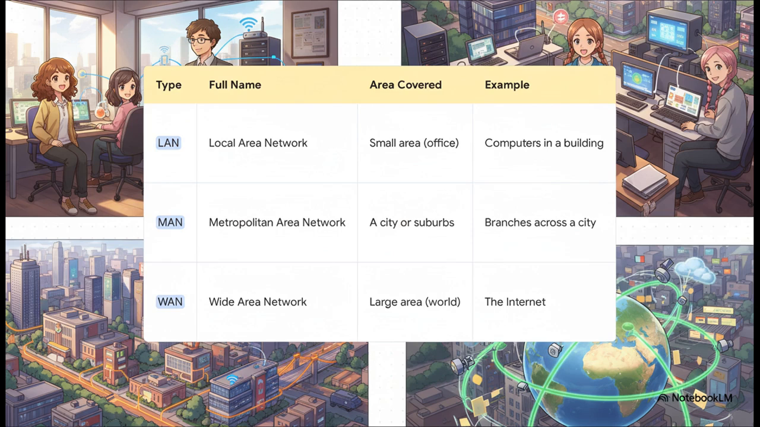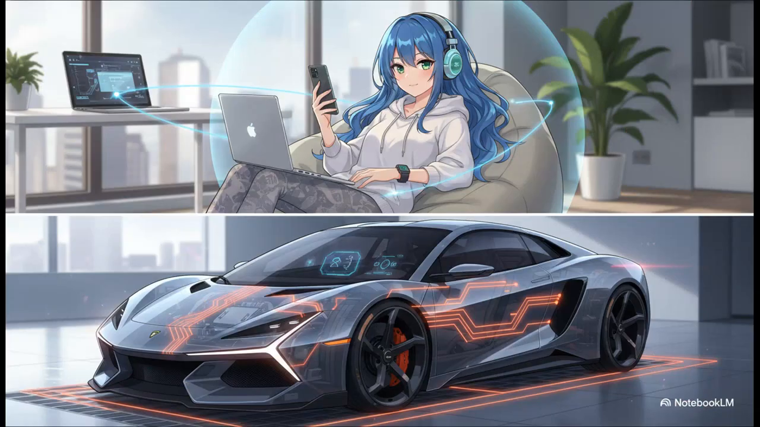Then there's the MAN, or metropolitan area network, which can cover an entire city. And then you have the giant WAN, or wide area network, which connects the whole world. The internet is the biggest WAN of them all. There are also 2 other special networks you're probably already using.